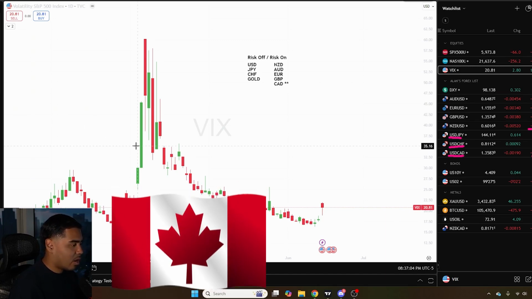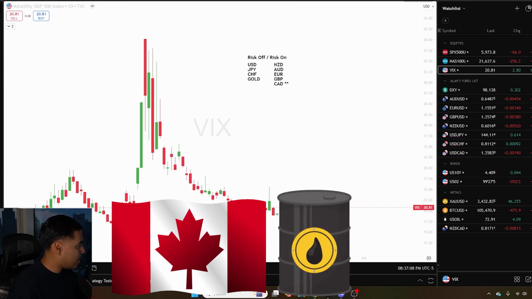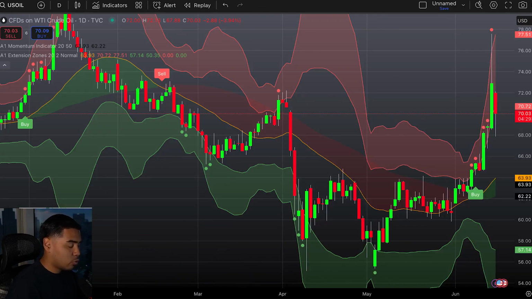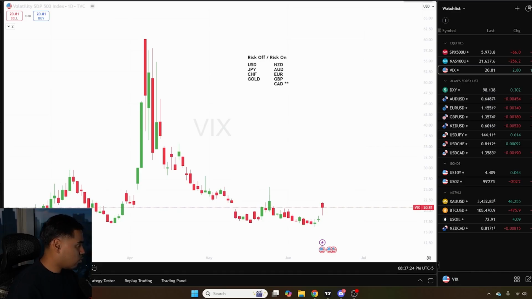The Canadian dollar to some degree is correlated to oil. And if we remember that oil did really, really well, we spiked up 12%. Canadian dollar being tied to that was the reason why the dollar Canadian was actually finishing slightly in the red. And so that's one of the things that I am going to consider trading.